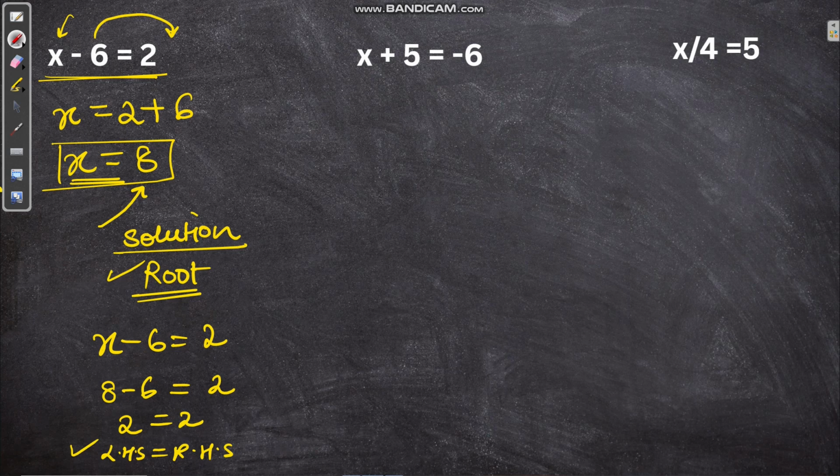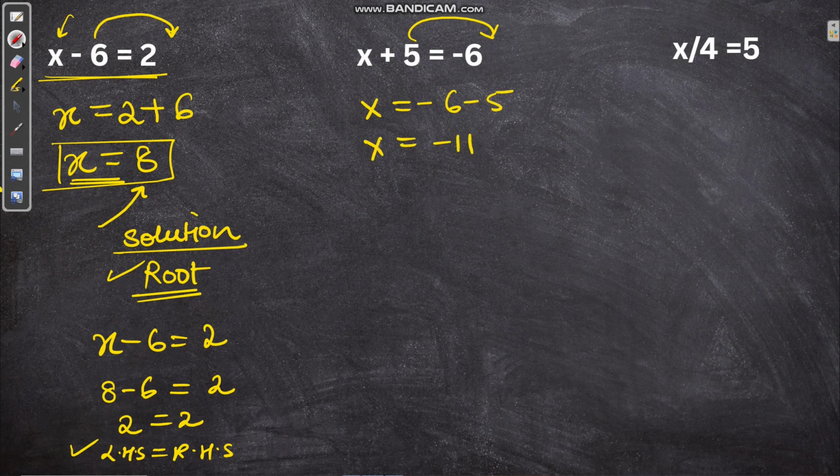Let's solve the second question, that is x plus 5 is equal to minus 6. We want to find x, so keep x as it is. Take plus 5 on the other side. When it goes on the other side, it will become minus 5. It will be minus 6 minus 5. So x will be equal to minus 11.